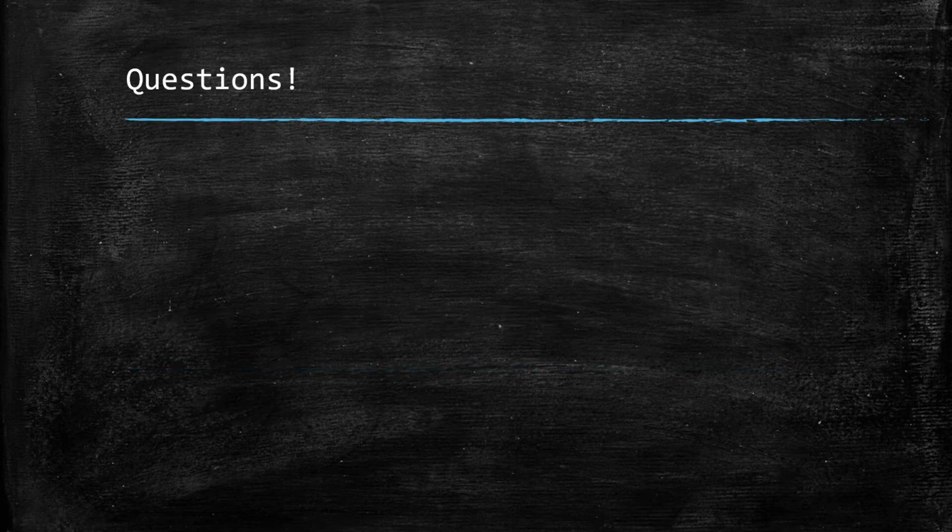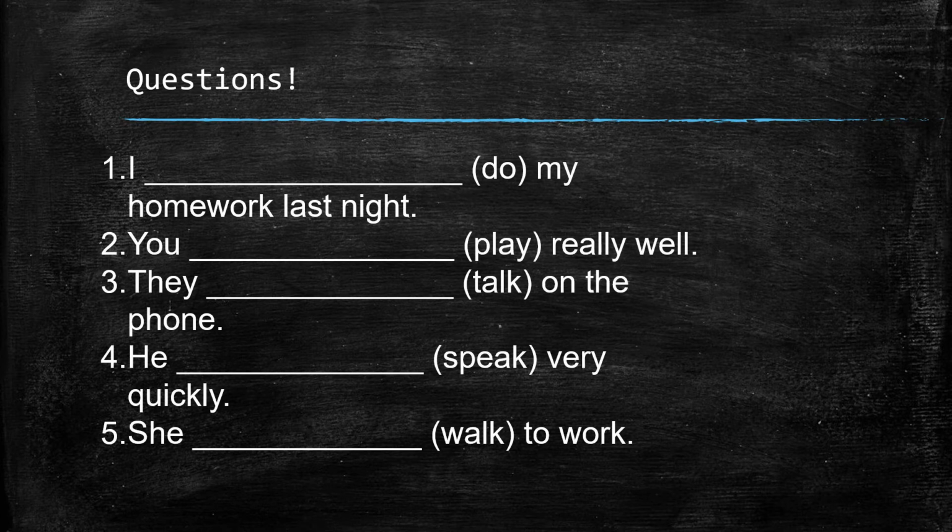To start off with, we've got five simple questions just to get us warmed up. The first one here: I do my homework last night. We need to change this to the past continuous. Using the rules which we learned before, we can do that. I'd like you to pause the video now and try to do the activity on your own. If not, continue and I will talk about each one and give you the answers. So let's begin with the first one.